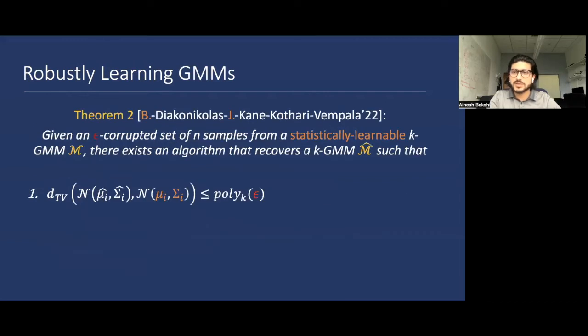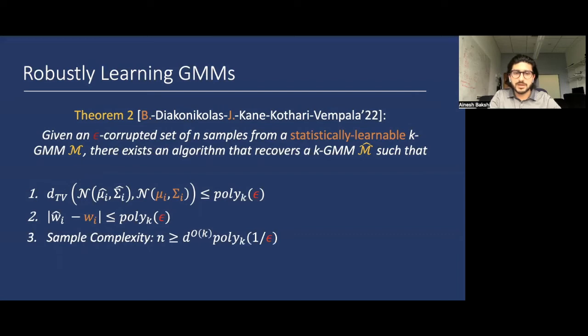Okay, so under this condition, our second theorem says if you're given an epsilon-corrupted set of samples from a statistically learnable k-Gaussian mixture model, there exists an algorithm that recovers a k-GMM, denoted by M hat, such that for all i, the total variation distance between the estimated component, N(mu_i hat, sigma_i hat), and the true component is bounded by poly_k of epsilon. The absolute difference between the estimated and true mixing weight is also at most poly_k of epsilon. The sample complexity and running time are the same as before.